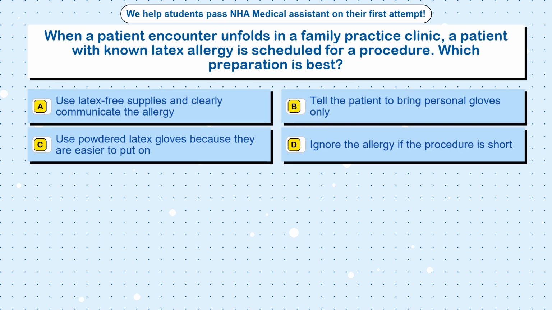Question 17. When a patient encounter unfolds in a family practice clinic, a patient with known latex allergy is scheduled for a procedure. Which preparation is best? Option A. Use latex-free supplies and clearly communicate the allergy.